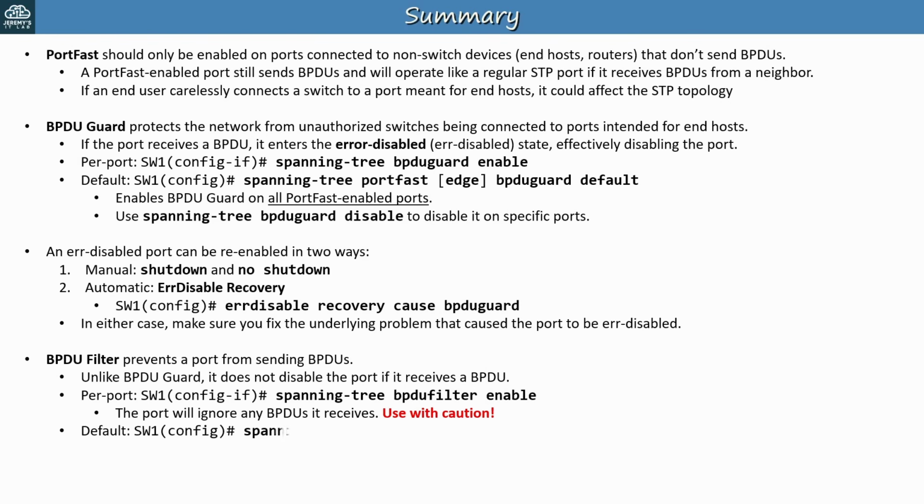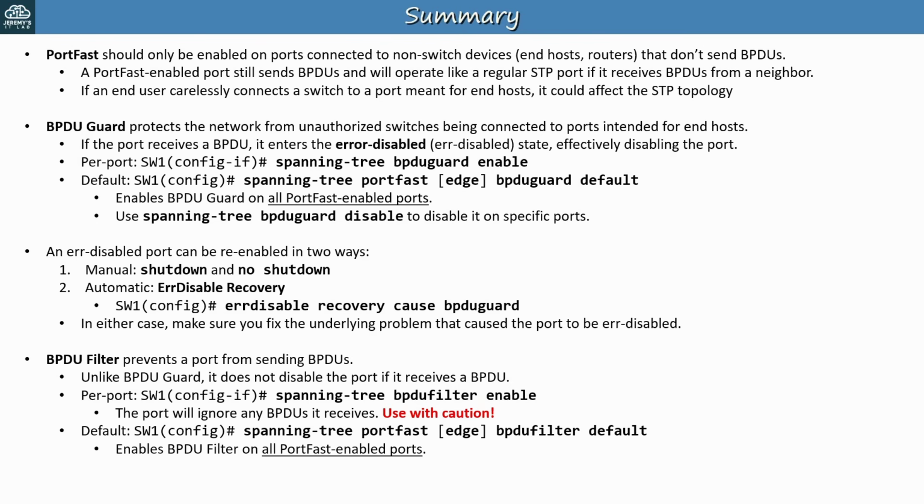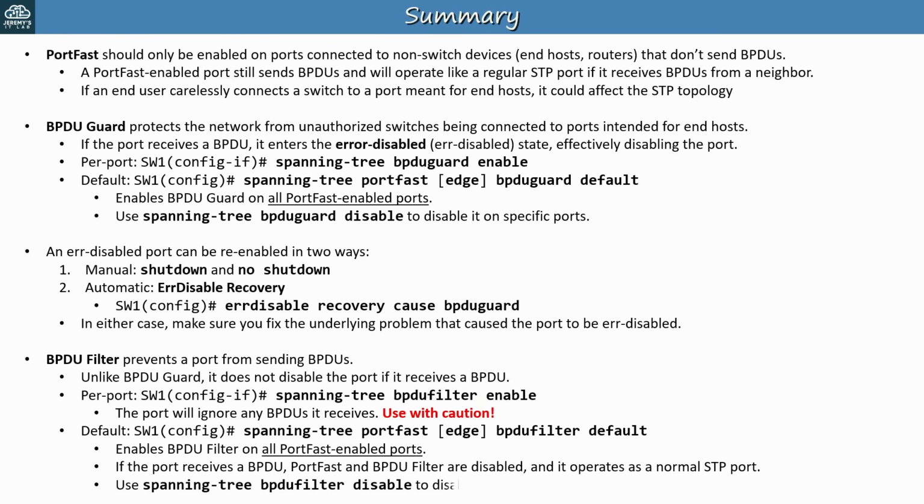You can also enable BPDU Filter by default with spanning-tree portfast bpdufilter default, which enables it on all PortFast enabled ports. In this case, if the port receives a BPDU, PortFast and BPDU Filter are disabled, and the port operates as a normal STP port. And you can use spanning-tree bpdufilter disable to disable it on specific ports if necessary.